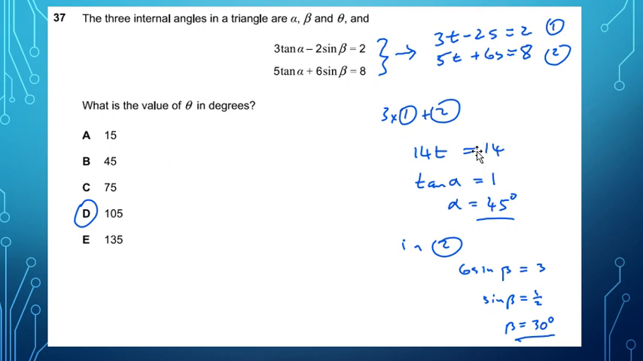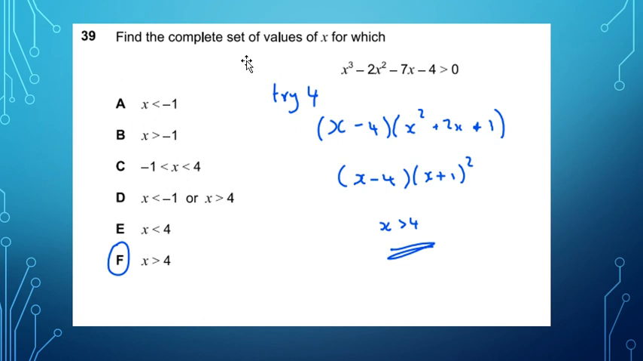And we get down to t is 1, so you have to know that tan alpha equals 1 means that alpha is 45 degrees. And then sub that back in, and you're going to get sine beta as a half, and you've got to know that means beta is 30 degrees. And the sum of these 2 angles, take off 180, you get theta, and that's the required answer of 105.